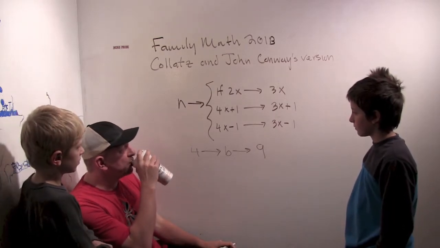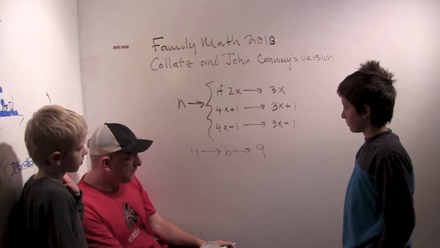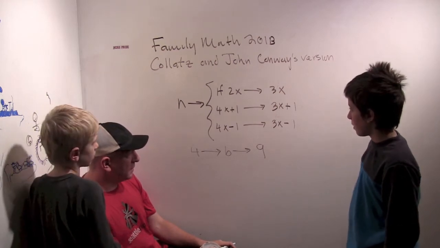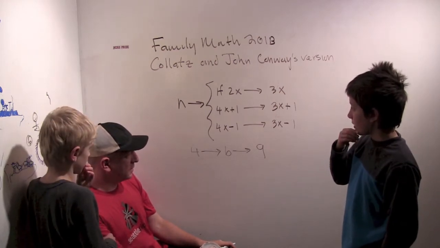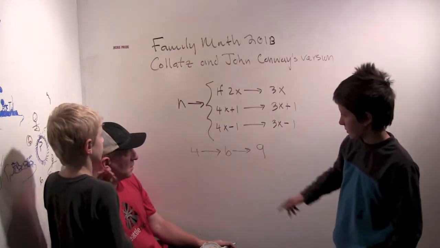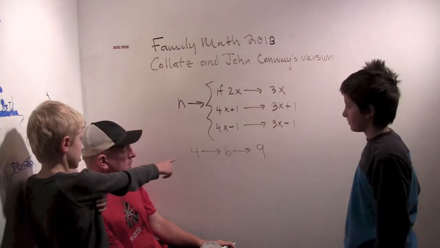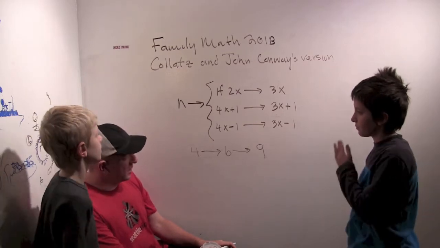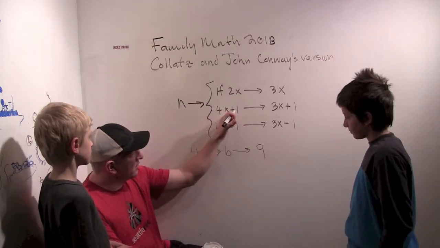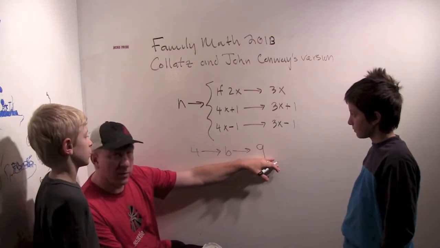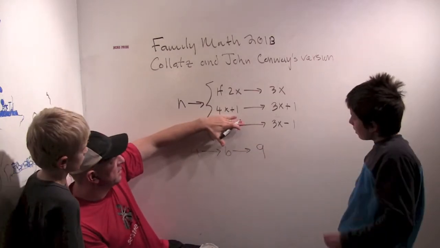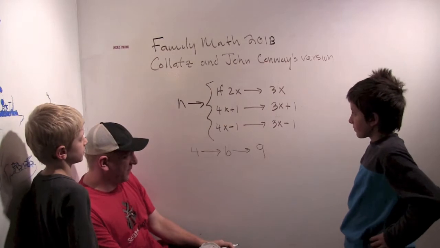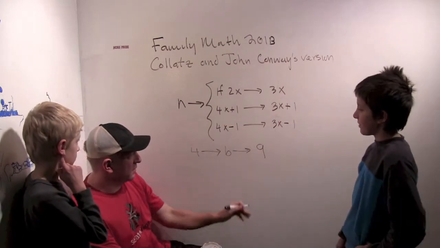What about 9? Well, 9 looks like it's going to go to 4x plus 1, because 2 times 4 is 8, plus 1 is 9. So x is 2 now, because this is 1 more than a multiple of 4. It's 4 times 2 plus 1, so it gets mapped to what? Well, 3 times 2 plus 1 is 7.